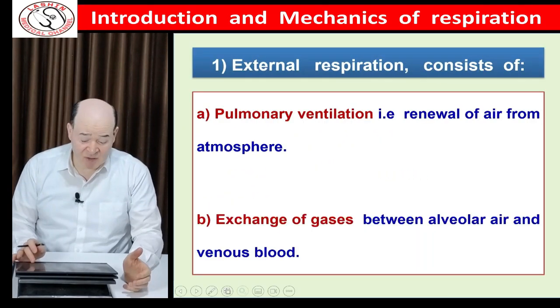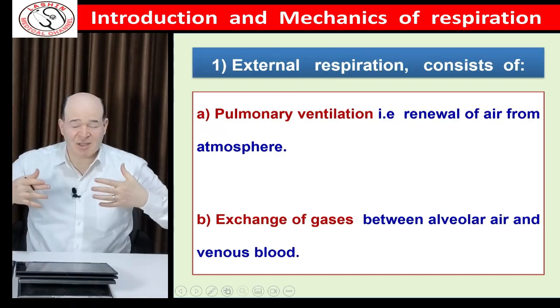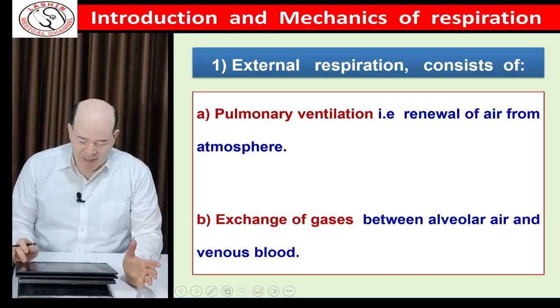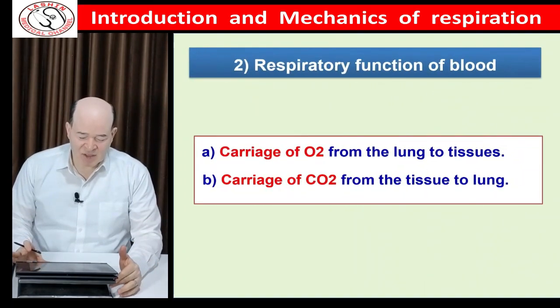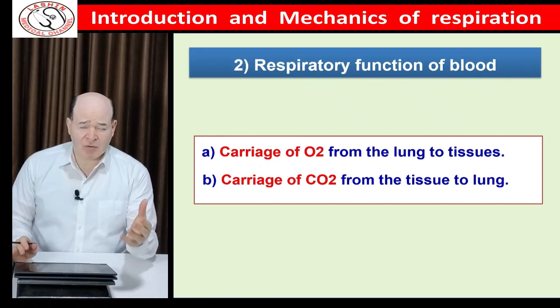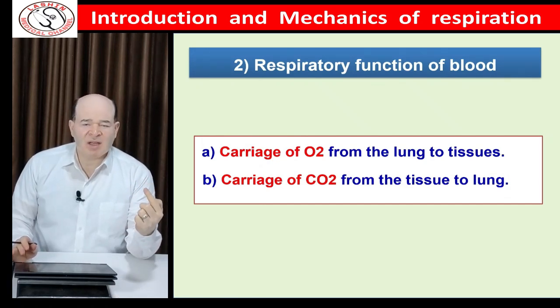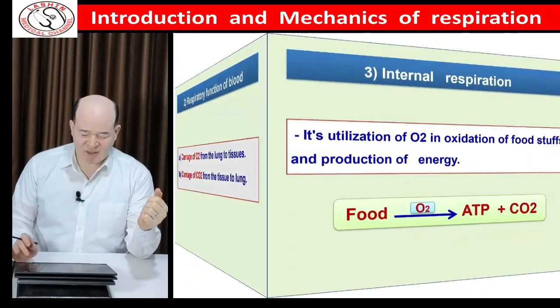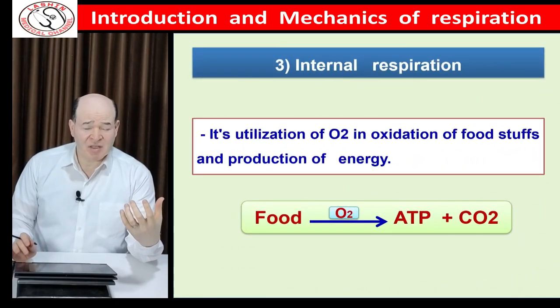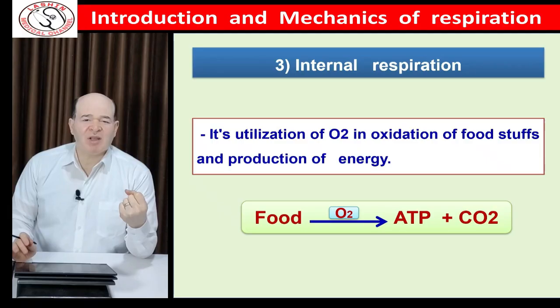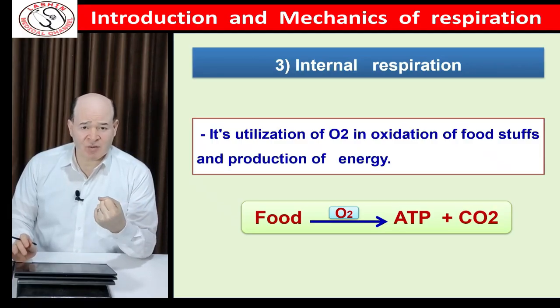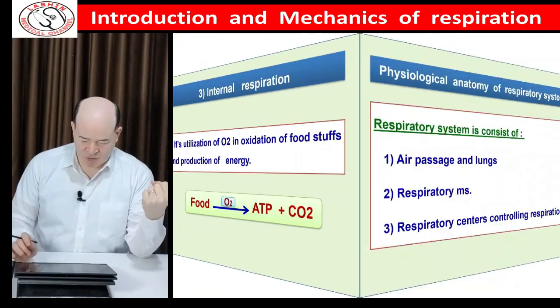External respiration consists of pulmonary ventilation, inspiration and expiration, and the process of gas exchange. Respiratory function involves oxygen carriage from the lung to the tissue and CO2 carriage in the opposite direction. Internal respiration is the process of actual utilization of oxygen in oxidizing different foodstuffs and production of energy.